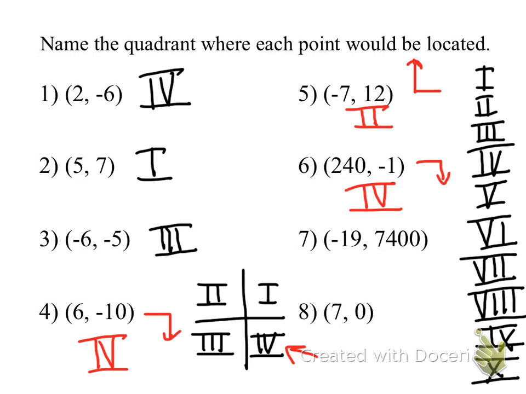And number 7, Jazz? Quadrant 2. Because we're going which direction? Left first and then up. Okay, and so that makes quadrant 2.